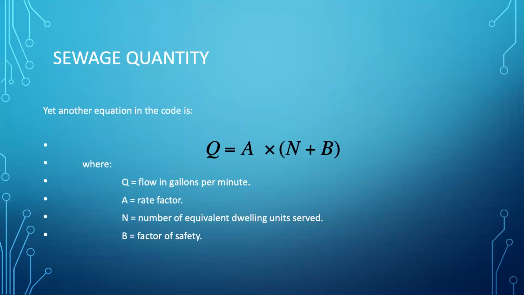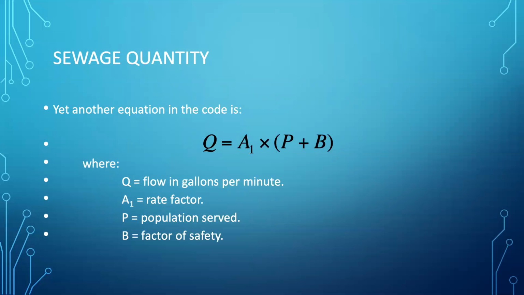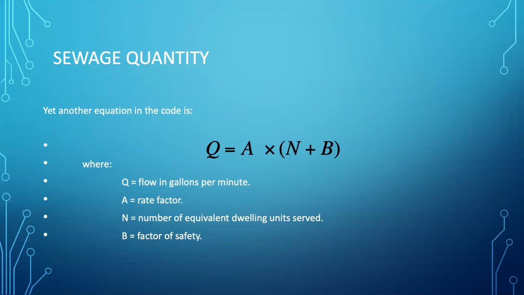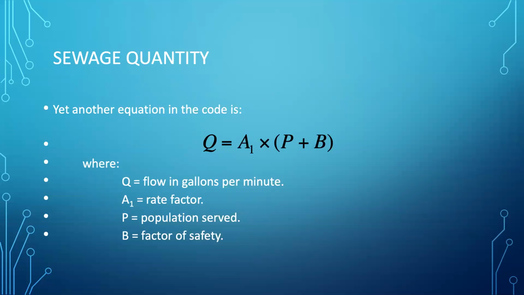So this equation's in gallons per day. This is gallons per minute. And there's yet another equation where the N is replaced with the letter P and A is replaced with the letter A sub 1. This happens to also be in gallons per minute. And the key point of showing you the three equations is these are okay to use. There's nothing wrong with them if they're appropriate for the design that you're considering. Pay very close attention to the units and don't mix equations. Don't use this one for some of it and then this one for a different part.